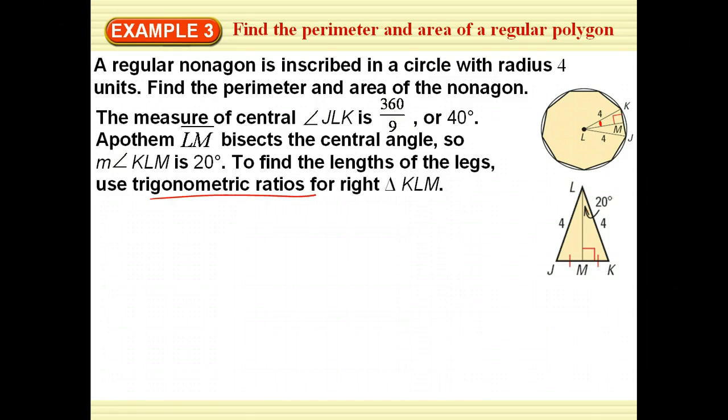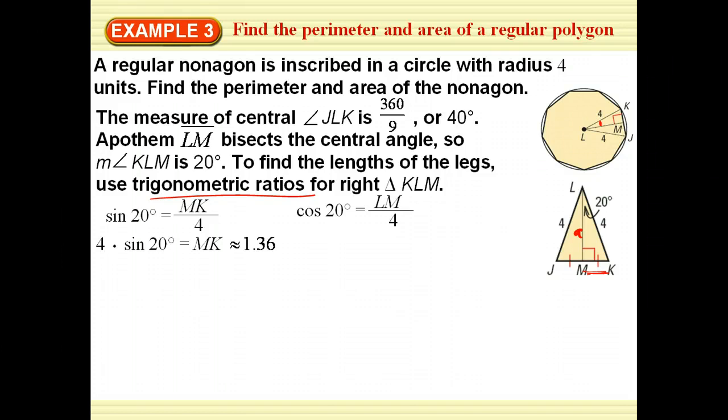Since my angle is up here, if I'm looking for the length of the side MK, then that is the opposite, and what I know is the hypotenuse, so I will use the sine of 20 degrees to find MK, opposite over hypotenuse, and when I solve that, it comes out that it's about 1.36. To find my apothem, which is that side, what I have is the adjacent and the hypotenuse, so I'll use cosine to get the apothem over 4, and then when I solve it, I can see my apothem is about 3.6. So that is the apothem right there.